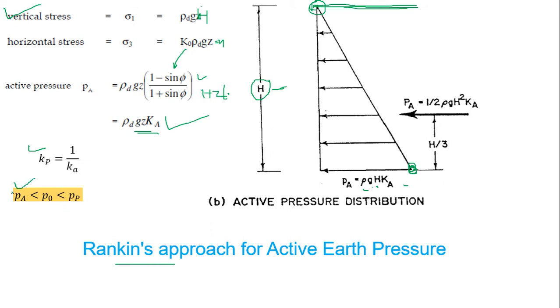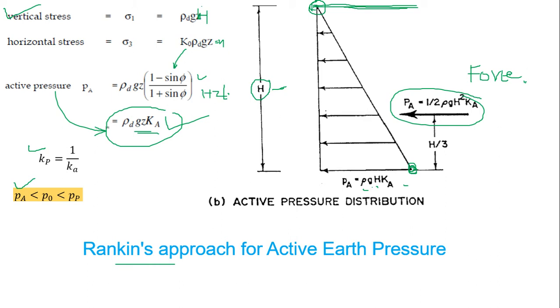Here P is the pressure value. So this formula gives us the pressure, and the area of this diagram gives us the force. So this is the basic difference. You should know what is the force and what is the pressure. This entire diagram represents the pressure distribution diagram, and the area of this pressure distribution diagram gives us the force.